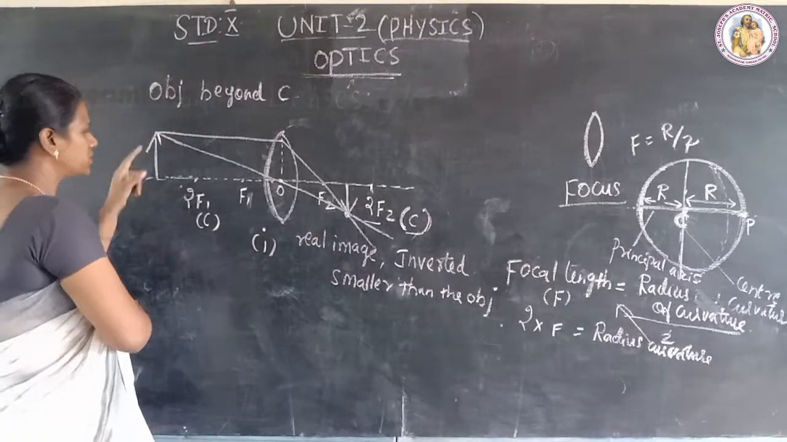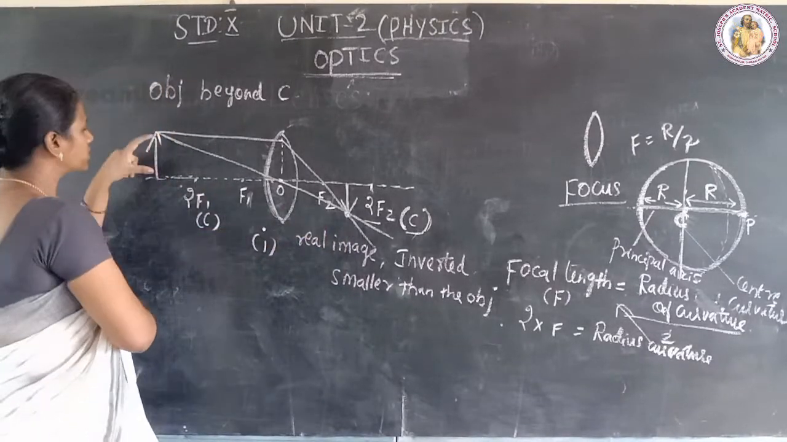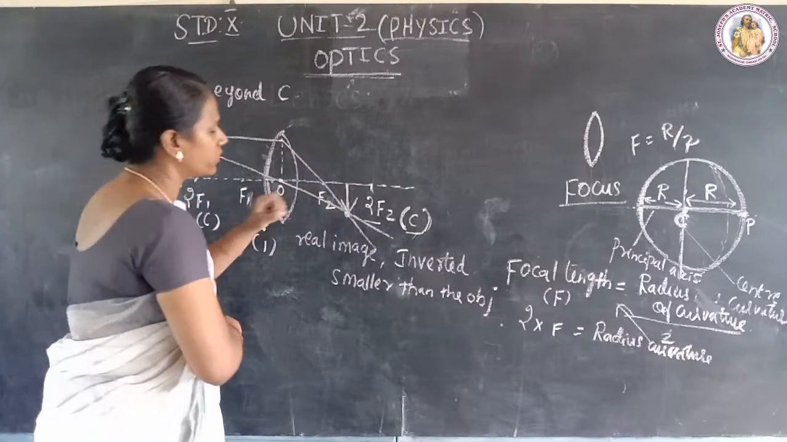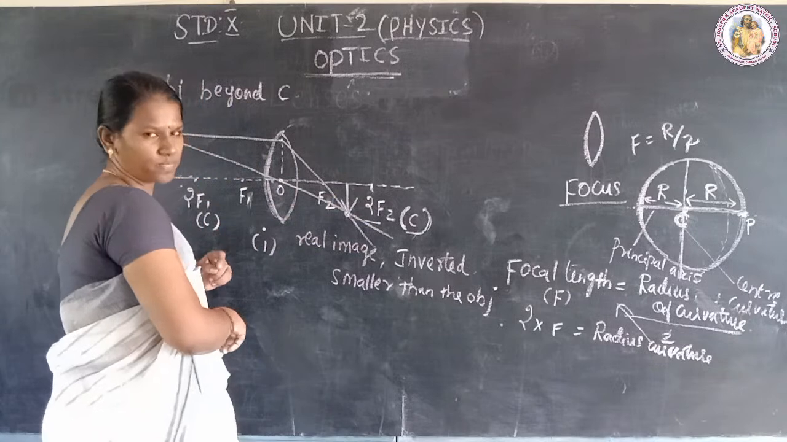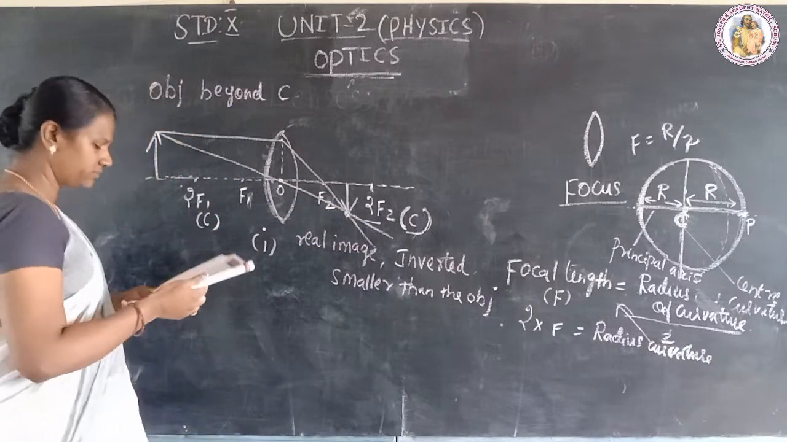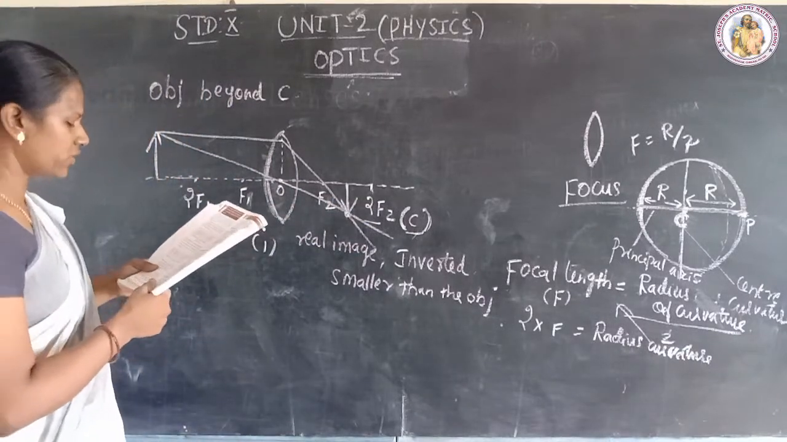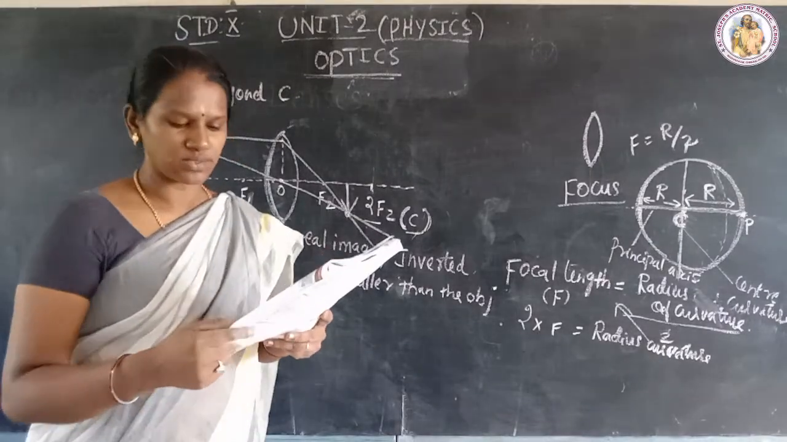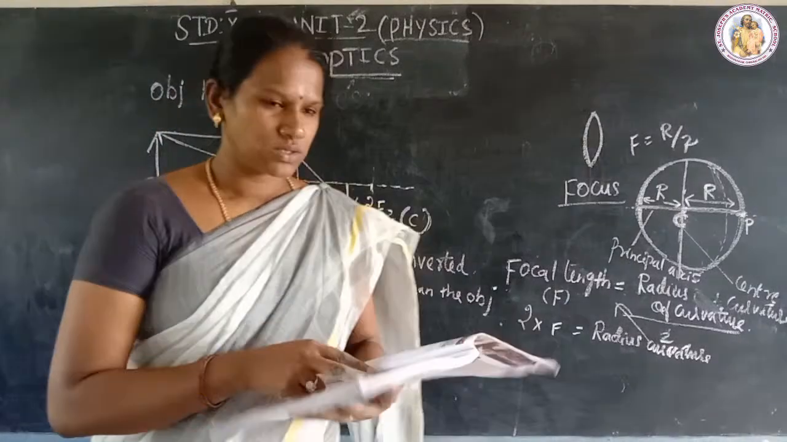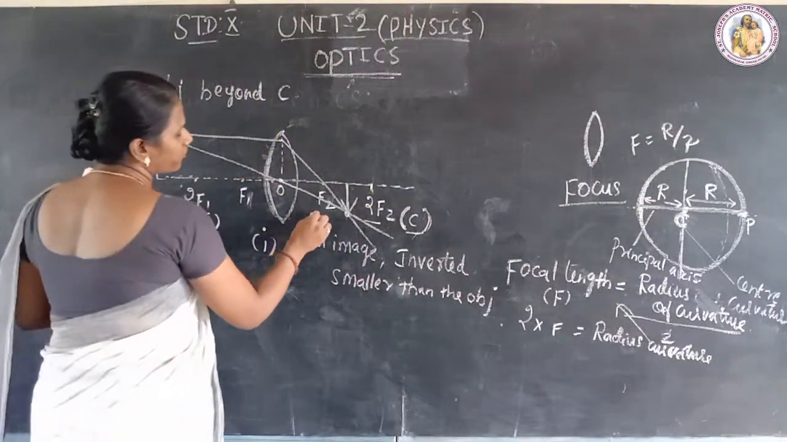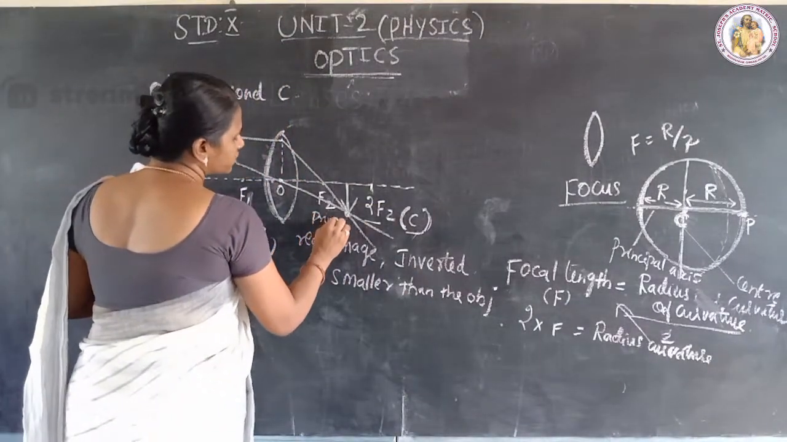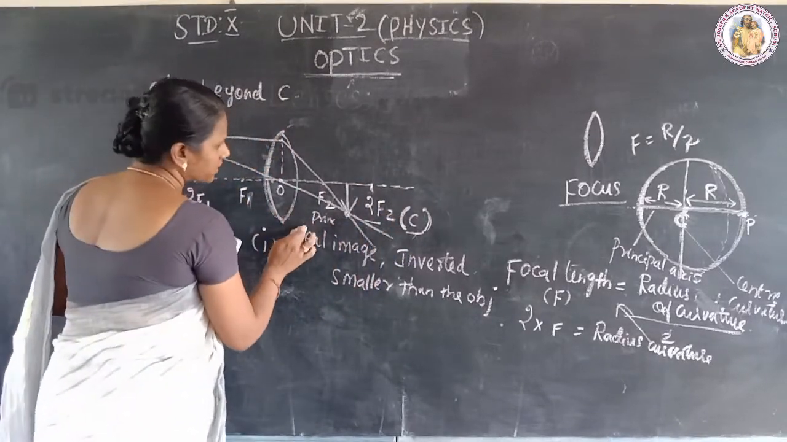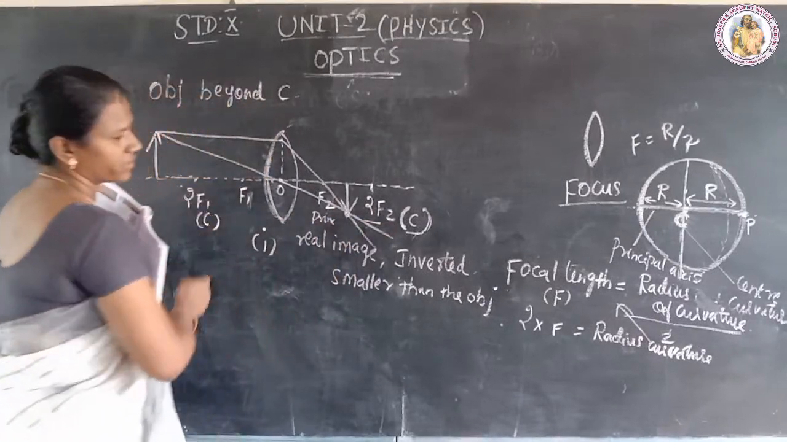And what about the size of the image formed? It's smaller than the object. And where is it formed? It's formed between F2 and 2F2, that is, between the center of curvature and the principal focus. Here F is the principal focus and this one is the center of curvature.